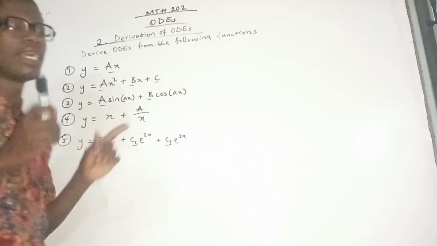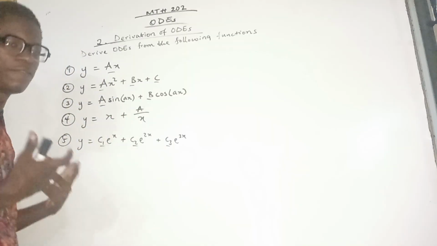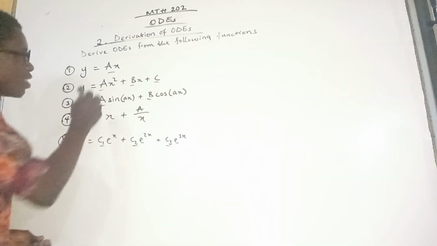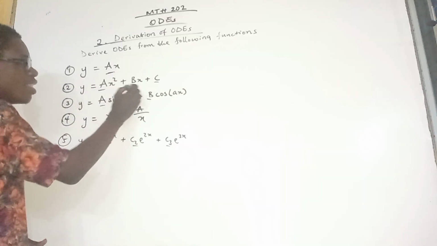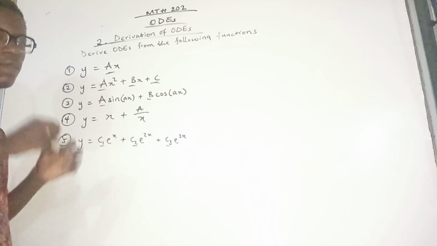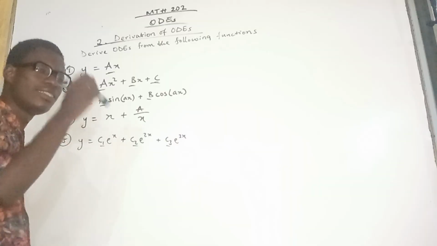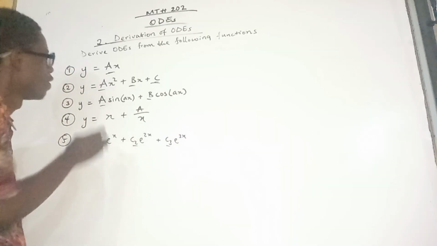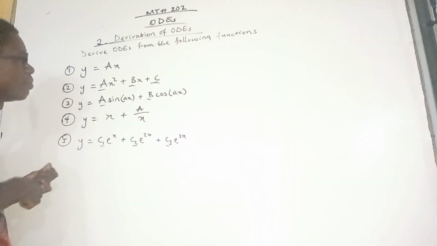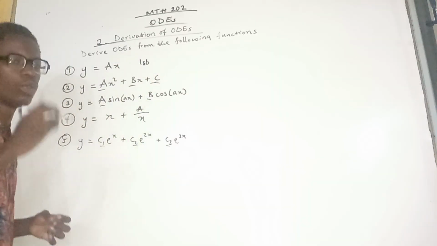So, there's one thing I would like you to know first before we continue. Anytime you see a function and you're asked to derive an ODE, the first thing you need to check is how many constants are in that function. The number of arbitrary constants in that function determines the order and the number of times you have to differentiate. For example, look at this. We have only one arbitrary constant, right? That means we are going to differentiate once, and this will yield the first order ODE.